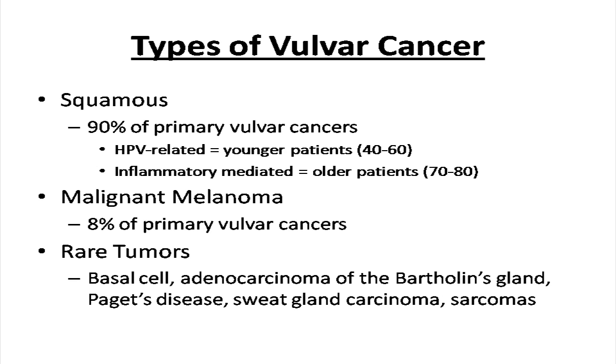In 8% of vulvar primary tumors, the tumors arise from malignant melanoma, and this is most commonly diagnosed in Caucasian women. Other cell types in the vulva include basal cell carcinomas, adenocarcinoma of the Bartholin's gland, Paget's disease, sweat gland carcinoma, and sarcomas, although these cell types are extremely rare.